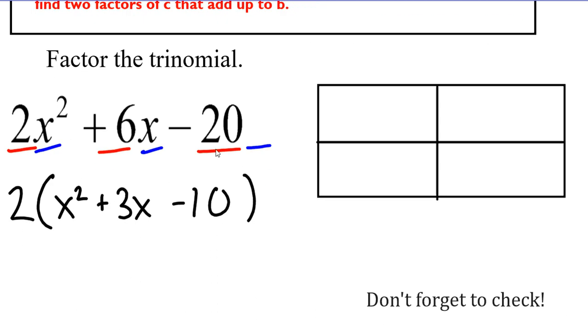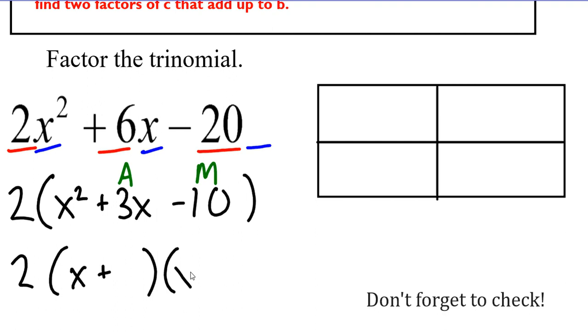I need to find two numbers that multiply to make negative 10 and add up to be 3. Now here's some clues. I know it multiplies to make a negative, which means those two numbers need to be opposite in sign. It adds up to be a positive, which means the bigger number needs to be positive. So it's going to be x plus something, and x minus something.